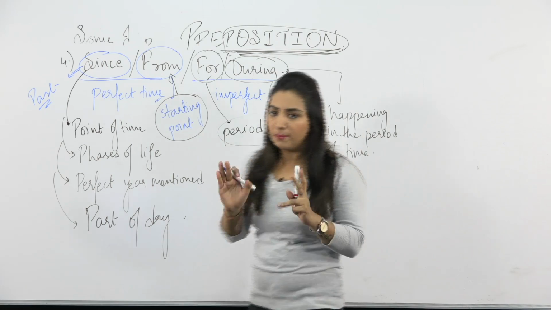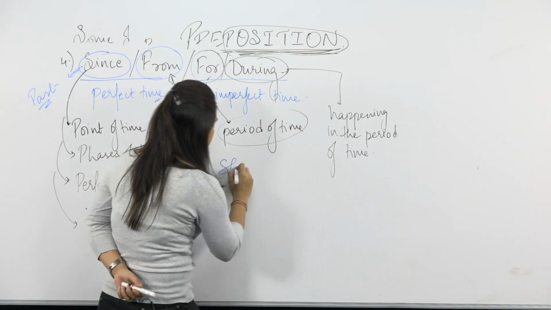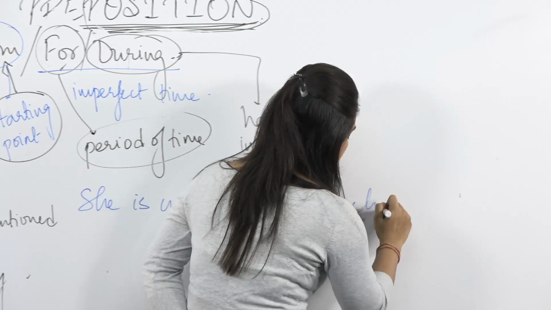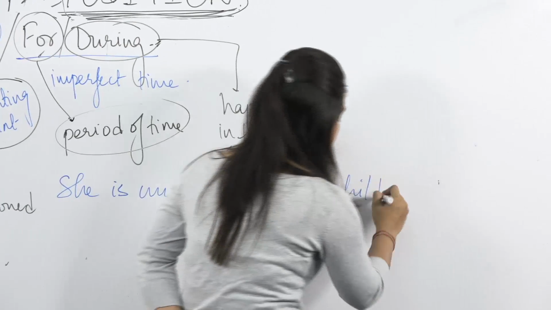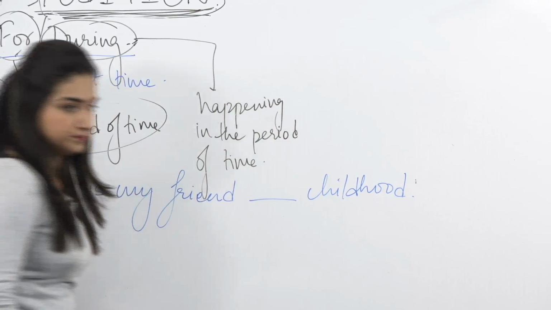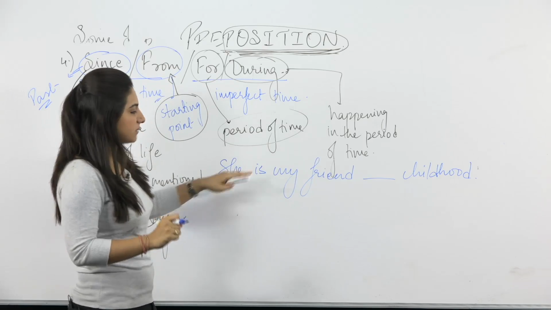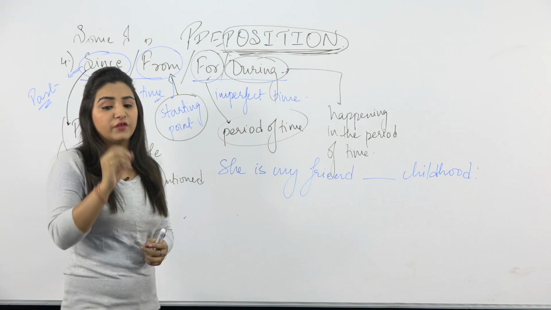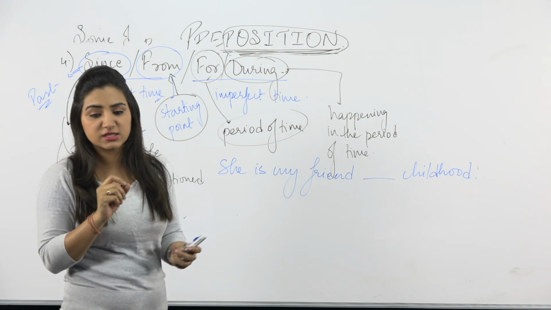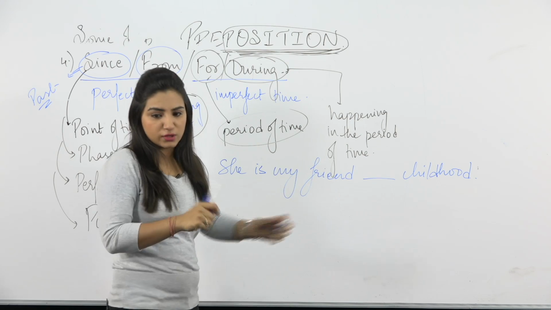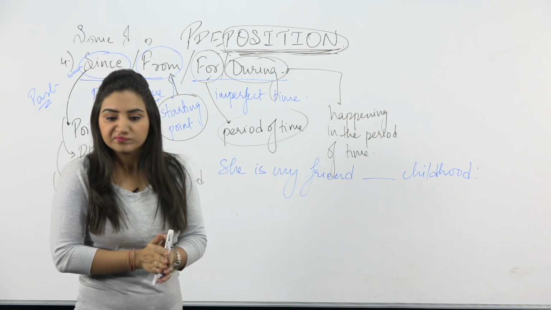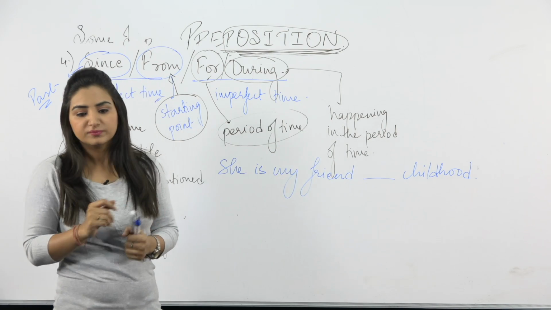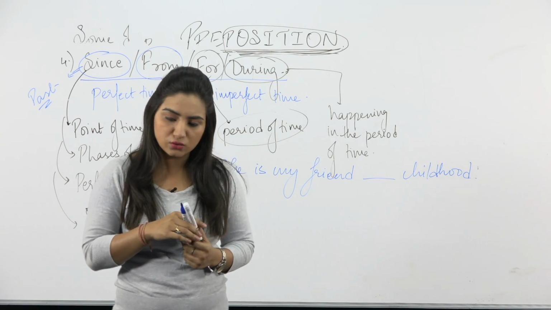Now let's take some examples for it. If I say, she is my friend dash childhood, what will be placed here? She is my friend dash childhood. For last few years, okay, last few years you cannot define which years they are, so what will we use? We'll use for, that is correct. Now tell me. For a period of time we use for, like for 2 years or for 5 years. For continuous work, during is used, okay fine.